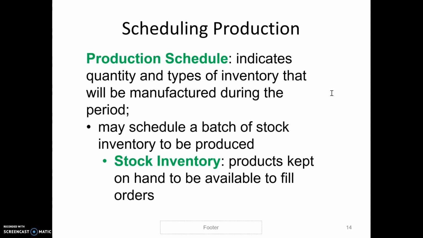So when we get a customer's order coming in, we maybe have several customers' orders. We're going to develop a production schedule. And so we're going to determine what we need for the things that we're going to make during the period. And some companies may have a batch of stock inventory, so just some products that are on hand ready to fill orders.